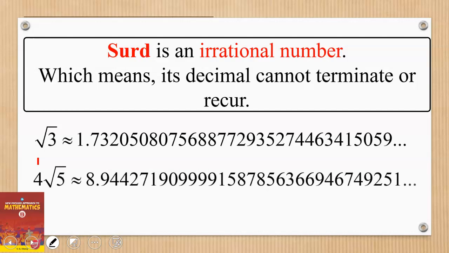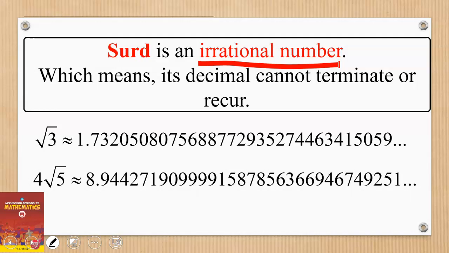And so any number that does not terminate or repeat is called an irrational number. And we are saying a surd is an irrational number because surds are numbers put under a square root, which gives you a non-terminating or non-repeating decimal.